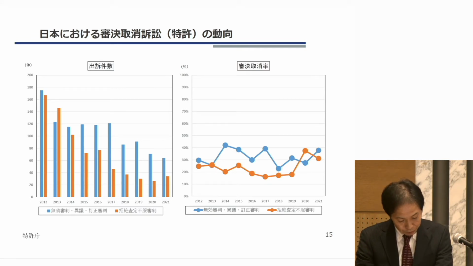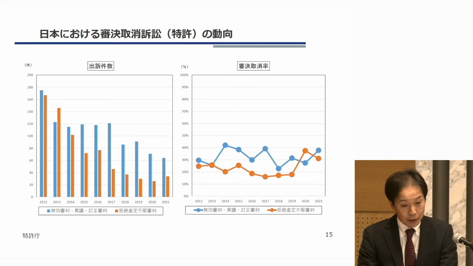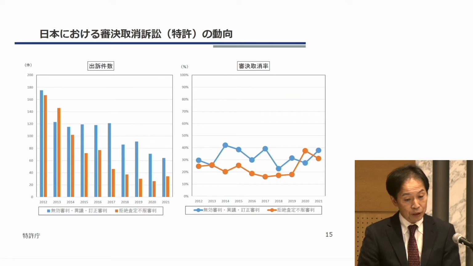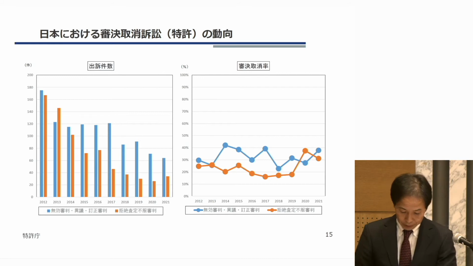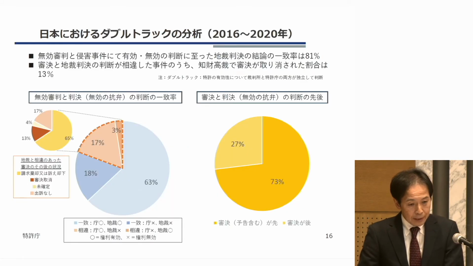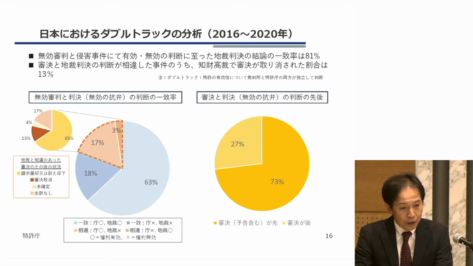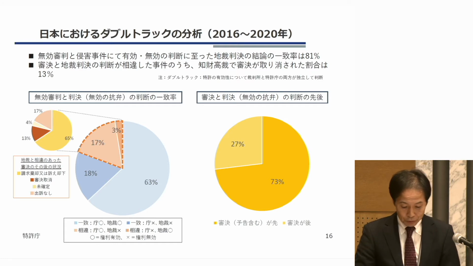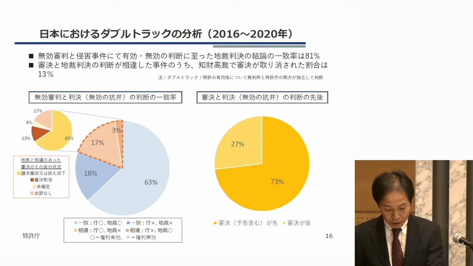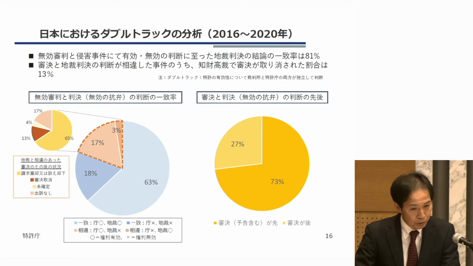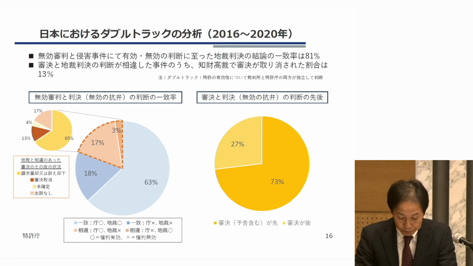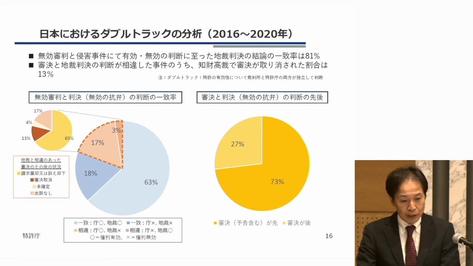As a result, as you can see on the right-hand side, the number of decisions that are vacated by the court changes from time to time, but it's about 30% of applications. This slide talks about double tracking in Japan. This is a situation where proceedings are carried out in parallel with the JPO and in the courts.